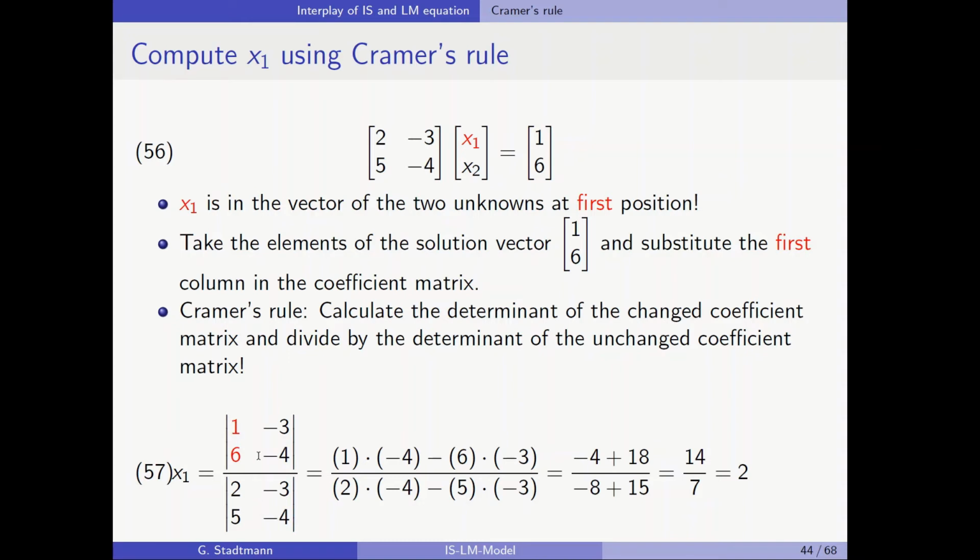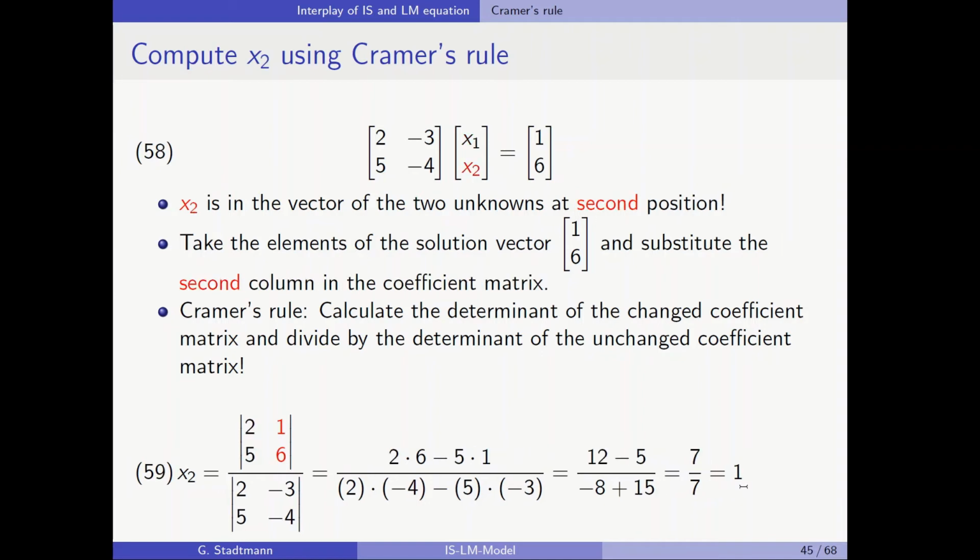Let's compute the determinants. We have to compute the product of the main diagonal, 1 times -4, and then we have to subtract the product of the side diagonal, -6 times -3. Same in the denominator, the product of the main diagonal, 2 times -4, minus the elements from the side diagonal, -5 times -3. 1 times -4 is -4, -6 minus 3 is +18, 2 times -4 is -8, and -5 times -3 is +15. So we get here 14/7, which is equal to 2. So x1 is equal to 2.